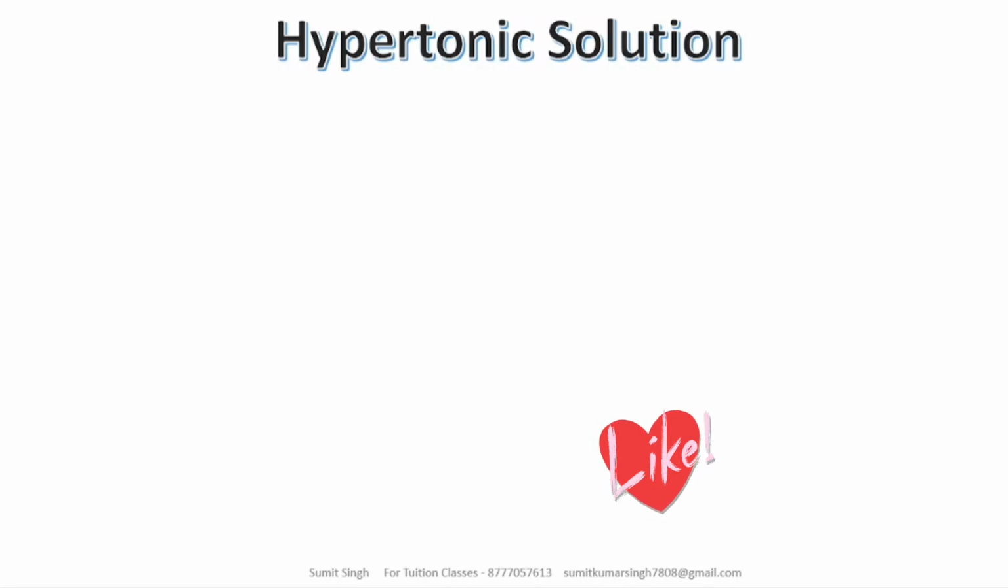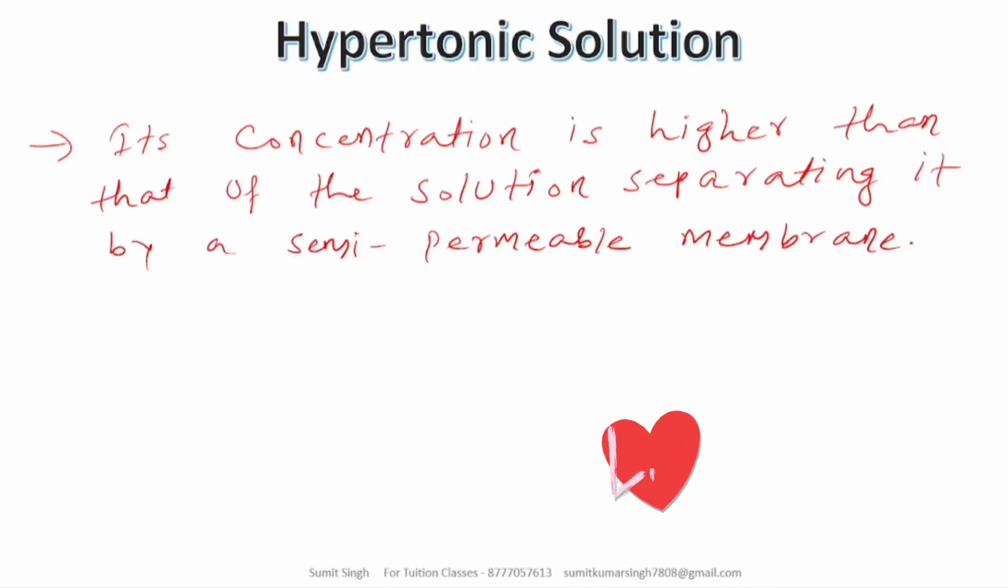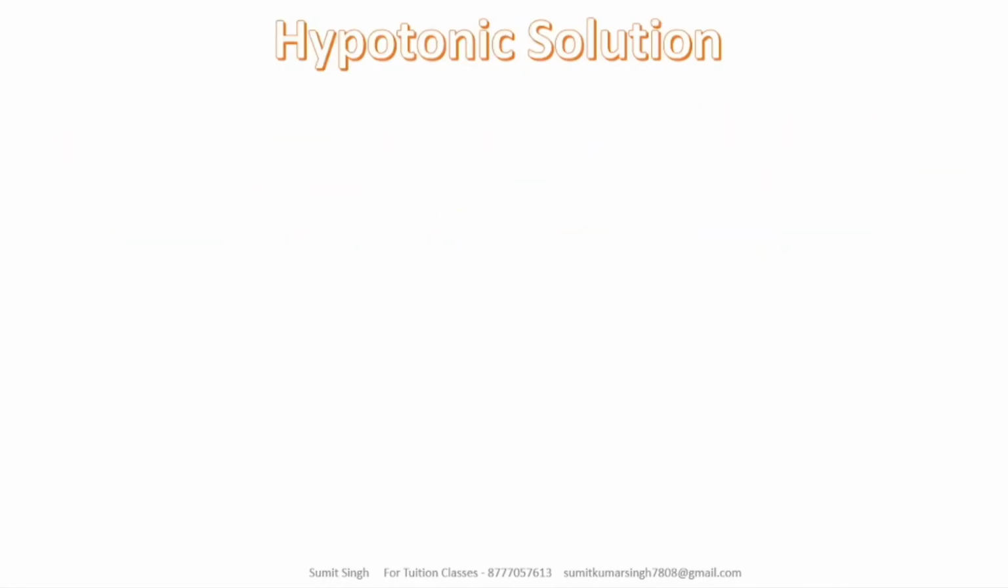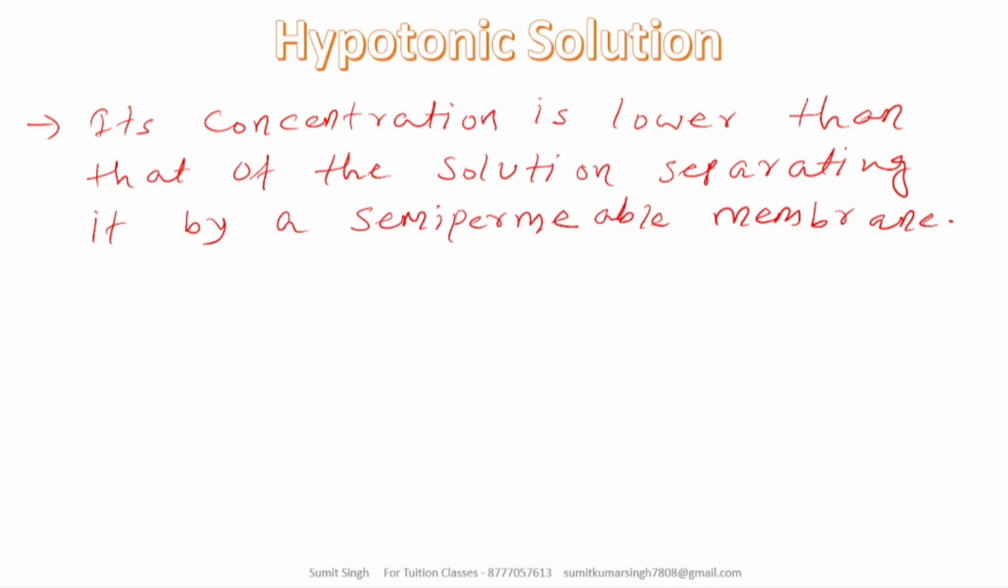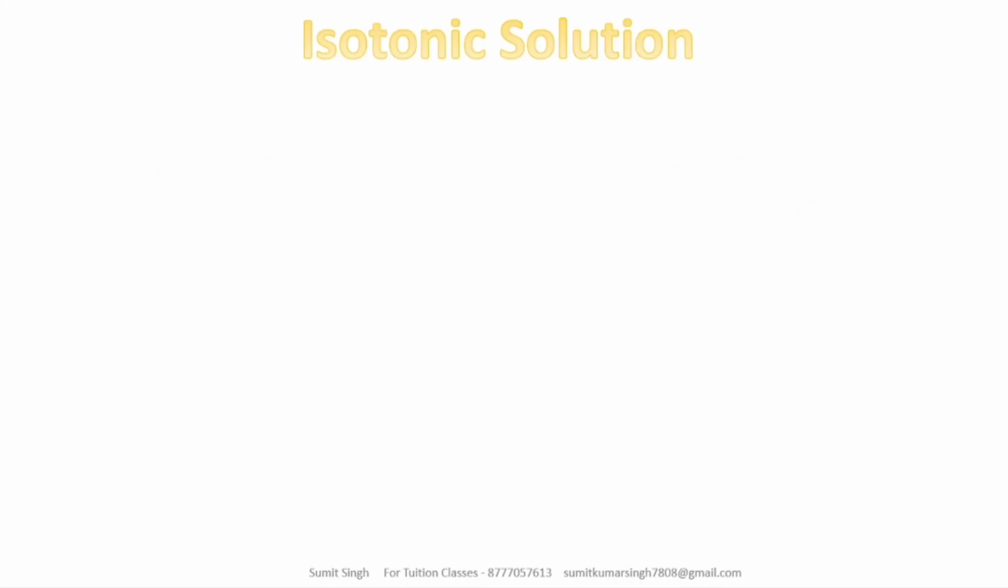Now we will discuss some very important topics, only the definition portions. We have the hypertonic solution. As the name suggests, it is a solution whose concentration is higher than that of the other solution, separated by a semi-permeable membrane. Just opposite of the hypertonic, we have the hypotonic solution, in which the concentration is lower than that of the other solution, separated by a semi-permeable membrane.